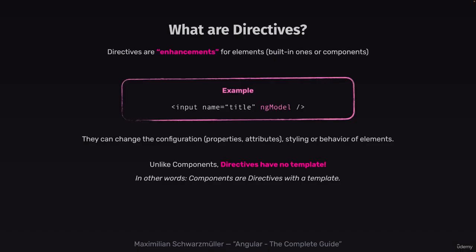Directives are almost like that, but they don't have their own template. Instead, they're just there to enhance the properties, attributes, or behaviors of elements, but they do not bring a template. That's what directives are. But that's, of course, just the theory. Let's now take a look at directives in practice, in action, to get a better feeling for them.